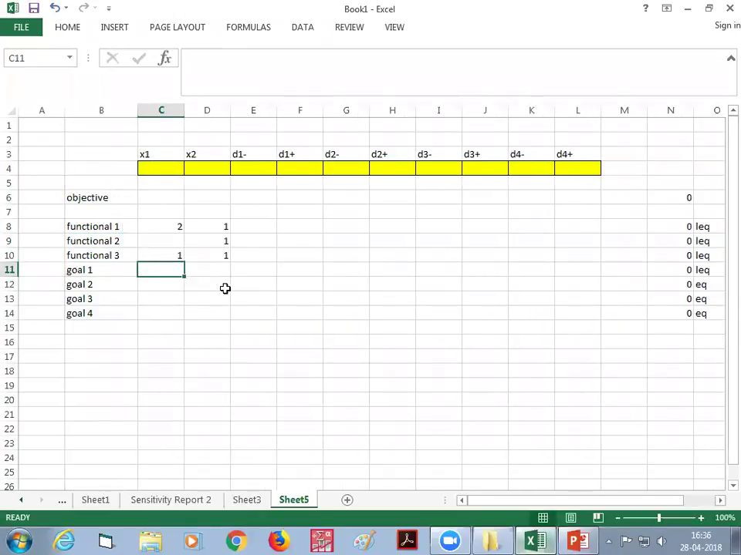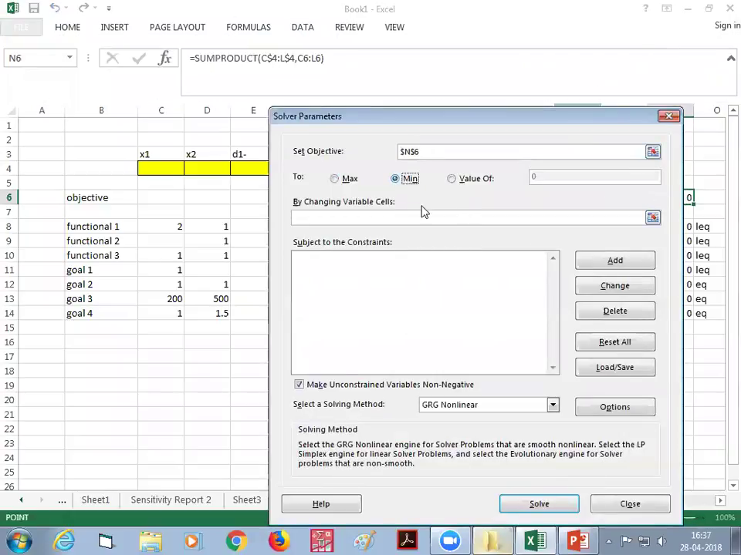Now goal 1 was just x1. Goal 2 is x1 plus x2. Goal 3 is 200 and 500, sorry. And goal 4 is 1 and 1.5. Then we have plus D1 minus, minus D1 plus, plus D2 minus, minus D2 plus, plus D3 minus, minus D3 plus, and plus D4 minus, minus D4 plus. Very simple. To start with, if you remember, what are we minimizing? D1 minus. So this is our objective, to minimize D1 minus.